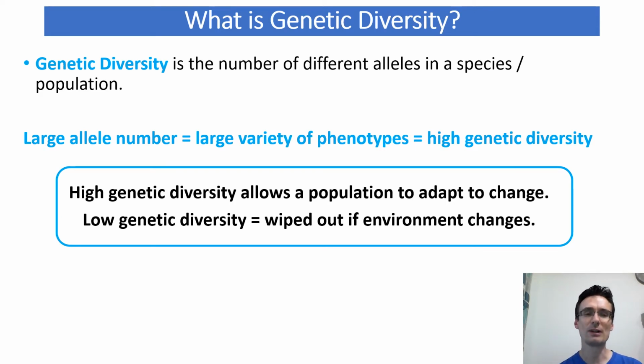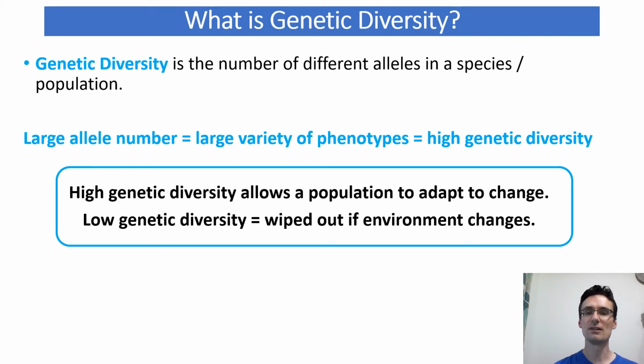So for example, if you had just two different alleles of one gene, say two different eye colours, you would have a smaller genetic diversity than in a different population that had 6 eye colour alleles. The larger the allele number, the larger the variety of phenotypes, and therefore the higher the genetic diversity. Now, high genetic diversity is really important because it allows a population to adapt to change.